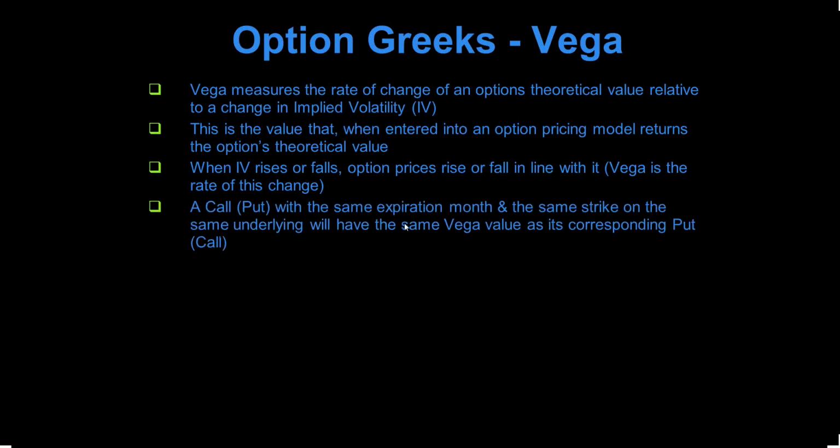Now, a call or a put with the same expiration month and the exact same strike on the same underlying have the same volatility, the same Vega value. So remember when I told you about the call and put pairs for pricing? Well, for Vega, it's exactly the same. So if you've got a call with a volatility of 30, the put is going to have a volatility of 30, on a pair, same month, same strike, same underlying. Long options have positive Vega, short options have negative Vega.